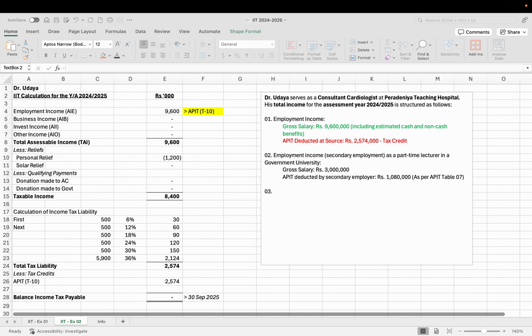When it comes to examination, no need to worry about that, because the secondary employment is captured under table 7 of the APIT tables. In examination questions, you will get the remuneration, the gross salary, and also the APIT deducted by the secondary employer in table 7. You need not calculate in depth in most exams. The question will come with the tax deduction as well.